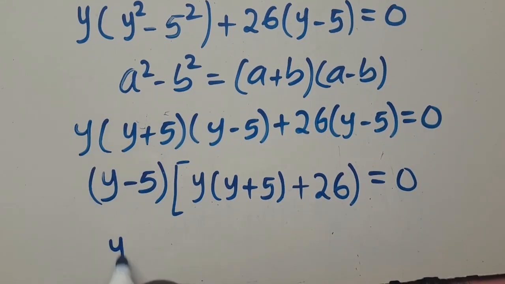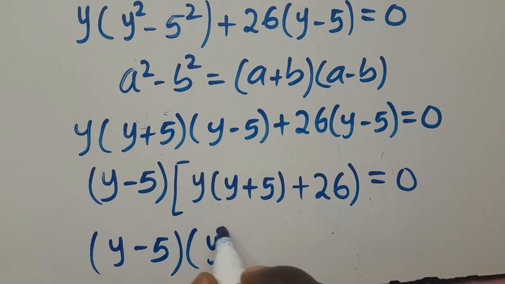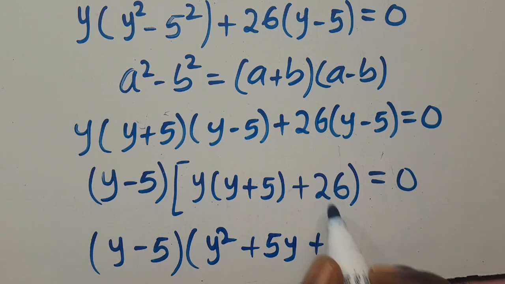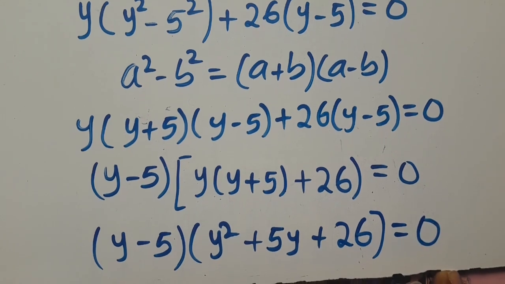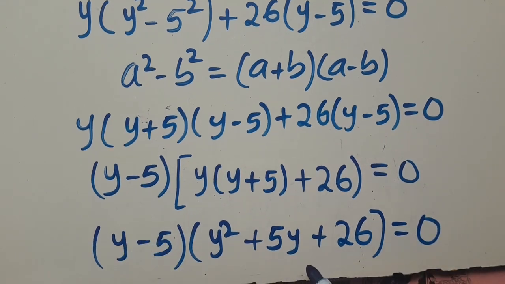Now, we have y minus 5. Then open the bracket, we are going to have y squared. y times this, we have 5y. Then we have plus 26. We close it, then we set everything to be equal to 0. What we are trying to say here is that for this particular expression at the left hand side to be equal to 0 that we have at the right hand side, either of these expressions must be equal to 0. It's either we have y minus 5 in parentheses equal to 0, or we have y squared plus 5y plus 26 in parentheses equal to 0. Then let's see.